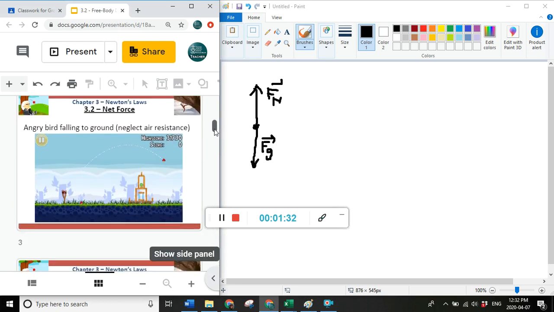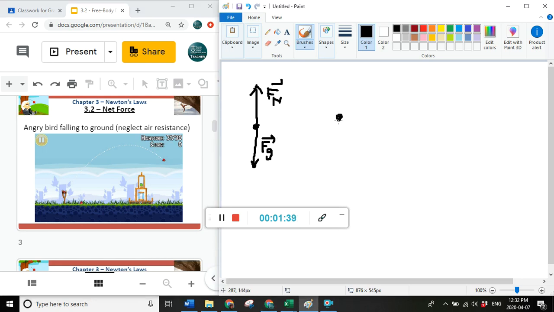Okay, let's continue. An angry bird is falling to the ground. Neglect air resistance. So we're drawing the free body diagram for some angry bird that's in the air. So there's my dot to represent the angry bird. Okay, automatically I can add the force of gravity because we know that gravity is acting downward. Now, because I'm using this awkward setup, I'm just going to write Fg, but you guys should be putting the little arrowheads on top of Fg. Okay, what else? So is there a normal force?